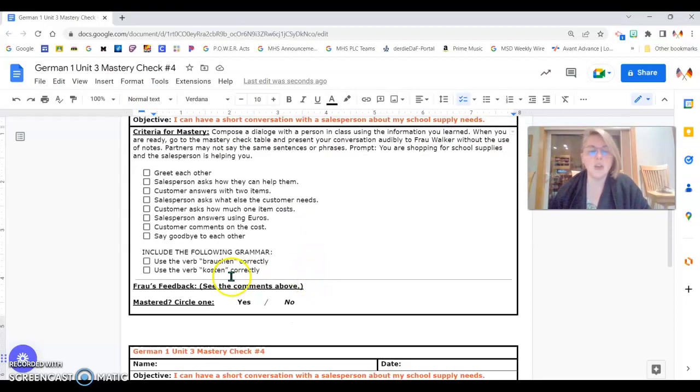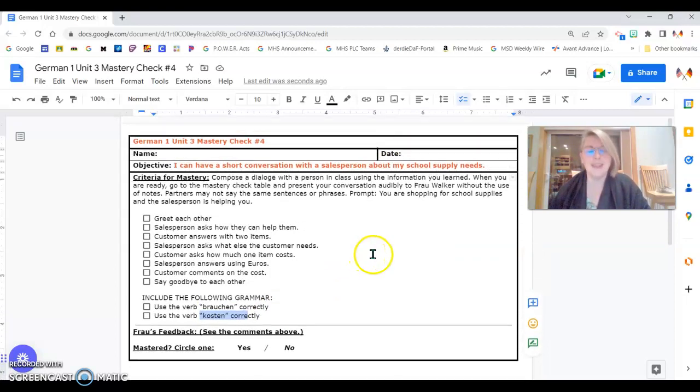Please make sure you are using the verbs brauchen and kosten. Both students need to be using this in their speech, and make sure that we are conjugating it correctly, all right? That is the short conversation between a student and a salesperson regarding school supplies that you will need to be able to do by the time the unit is done.